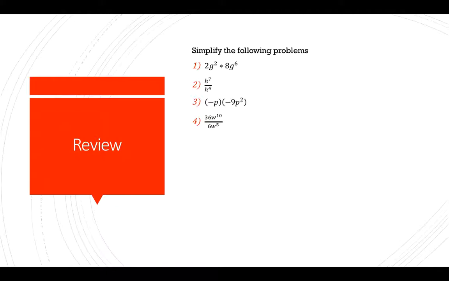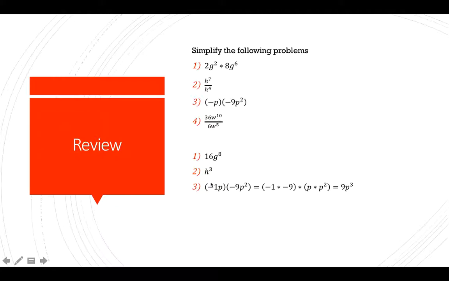Alright, let's check your answers. For number 1, you should have gotten 16g to the 8th. Multiply the coefficients of 2 and 8, you get 16. Then use the product of powers property when you do g to the 2nd times g to the 6th, and you get g to the 8th. Number 2 follows the quotient of powers property, where we would subtract the denominator's exponent from the numerator's exponent, and we would get h to the 3rd.